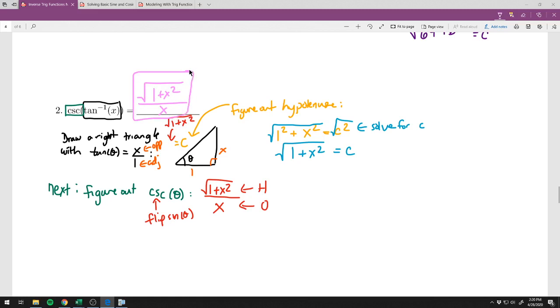Now this one didn't ask us to do anything with numbers, plugging in something, so we don't have to do that. But if you wanted to figure out cosecant of tan inverse of 4, for example, then you would plug in 4 for x, just like last time.